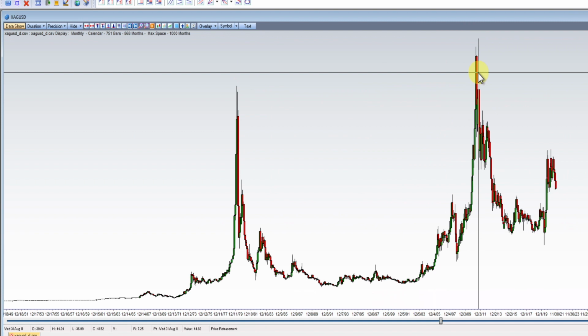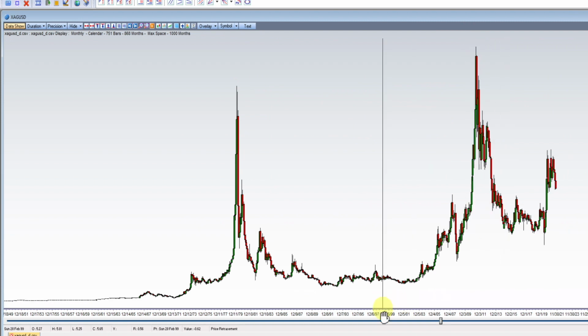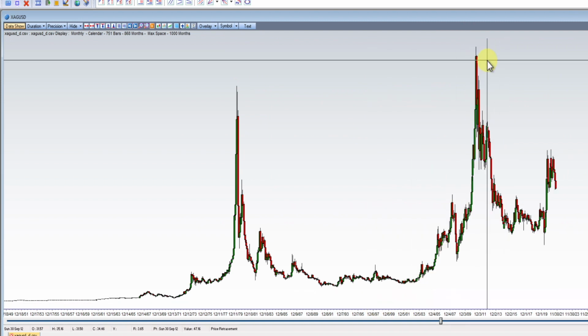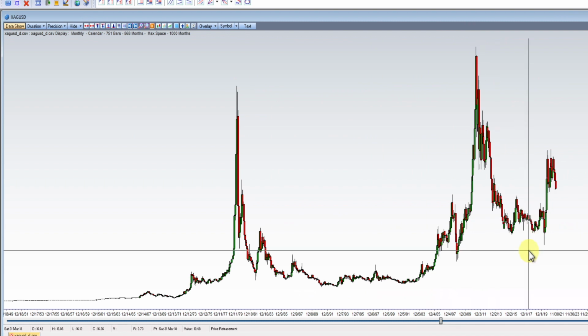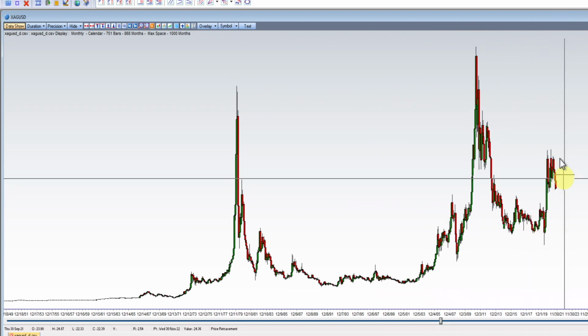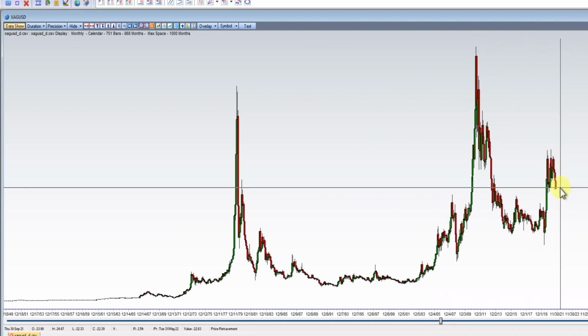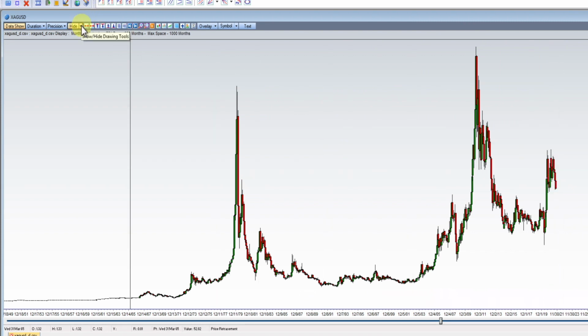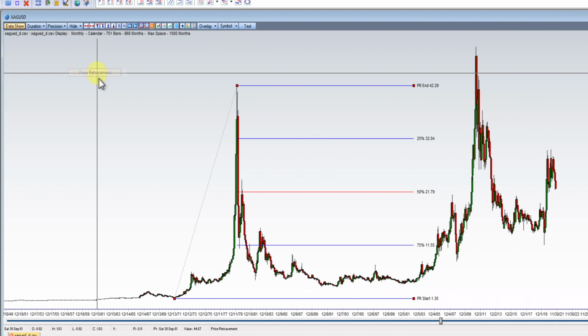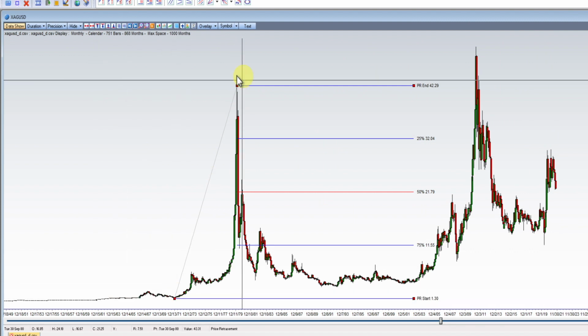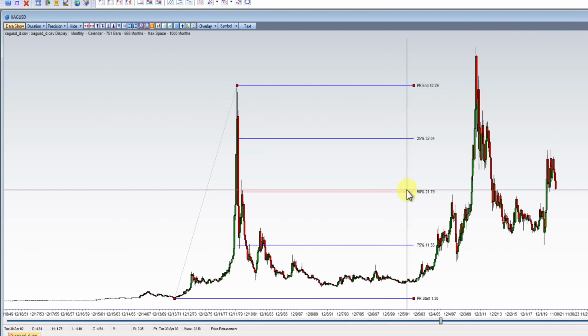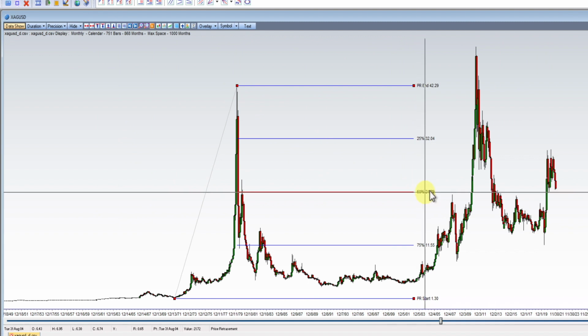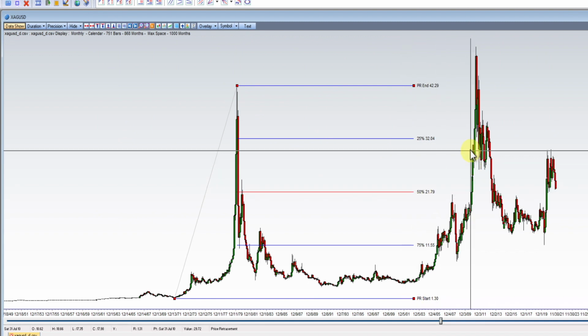I mean, it made a high and then made a low. It's just kind of really not going anywhere, in my opinion. I want to add some things you can see. So from this low to this high, this is the 50%. When it was above this 50% from here, it was bullish.